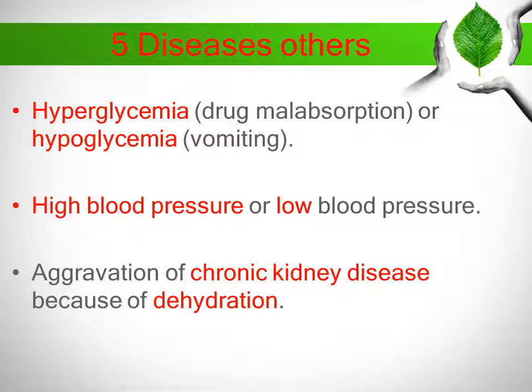The fifth important thing is to take care of other diseases. So about diabetes, you have 2 possibilities. Hypoglycemia, which is logical because it can be explained by vomiting. And you also have hyperglycemia because of drug malabsorption. Same with blood pressure. You can have high blood pressure because of drug malabsorption, or low blood pressure because of vomiting and diarrhea.